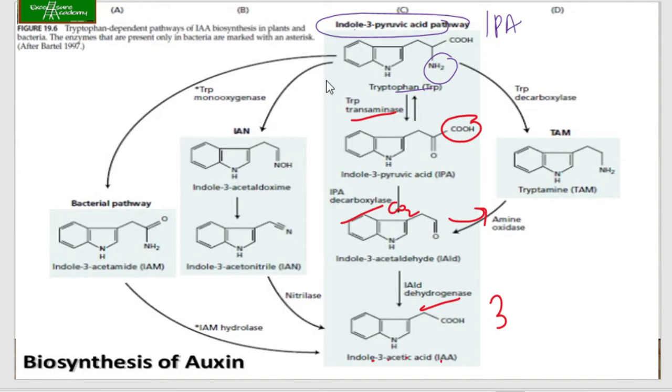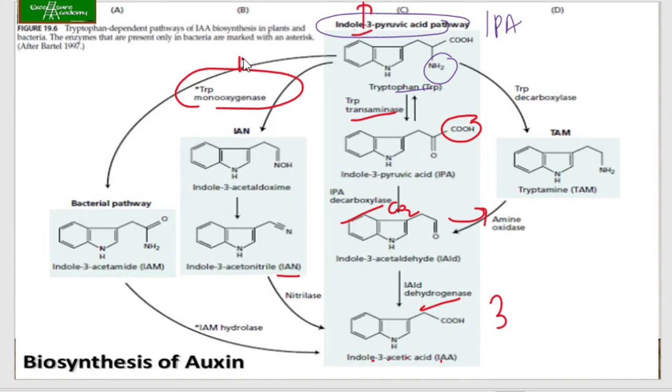From the tryptophan, directly with the help of the tryptophan monooxygenase enzyme, you get indole 3 acetamide. Right? After that, it gives you indole 3 acetonitrile, and that is why it is called IAN pathway. And with the help of the nitrilase, you get indole 3 acetic acid. So, this is your first pathway.